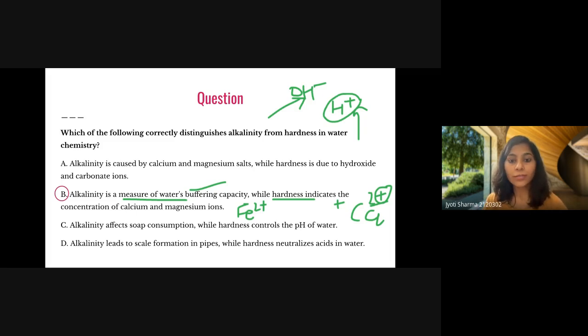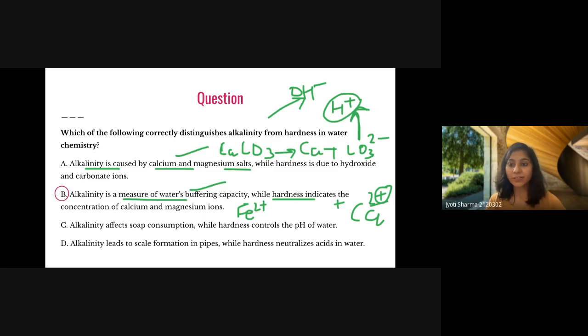Okay, so that's why B answer is the right one. Alkalinity is caused by calcium and magnesium salt. Yes, it can be, but if it is, let's say, CaCO3, and if this CaCO3 will dissociate into Ca plus, let's say, CO3 2 minus, then this CO3 2 minus will reduce the concentration of H plus ion.